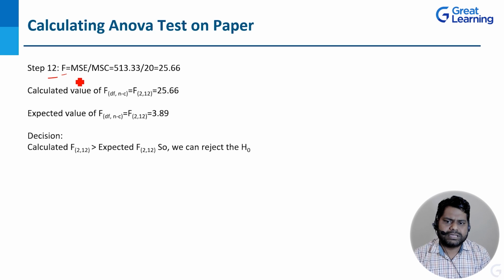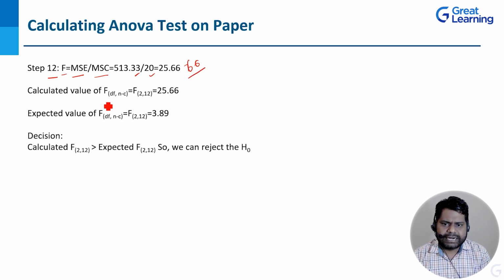So now as the next step, we will calculate the F value for this. We know the F value is nothing but MSC divided by MSE. So our MSE is 513.33 and MSC is 20. So that is 513.33 divided by 20. That becomes 25.66.